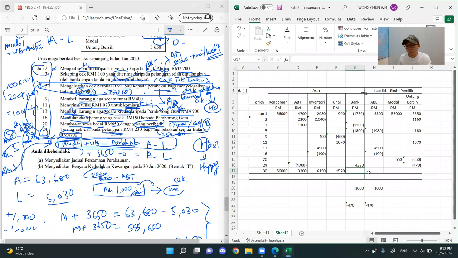You will get 1,570 for your 29. But for this, the bank is a bit unfortunate because 4,230 is a positive number, but you have to minus 1,730, minus 1,100, and minus 1,800. Yes, it will be minus 400. And if it's a minus, remember you don't put a minus sign. Instead, you use brackets for your minus. Then your ABB, do the same thing for everything. Use a calculator, calculate carefully, because sometimes you add the wrong number.